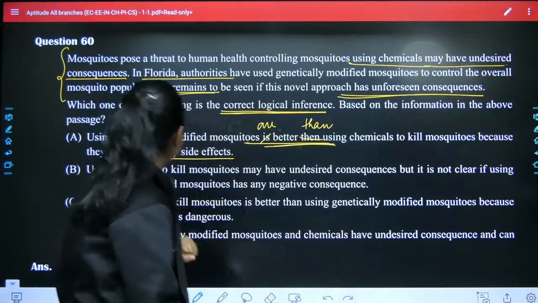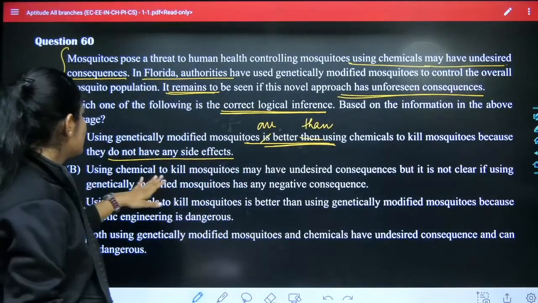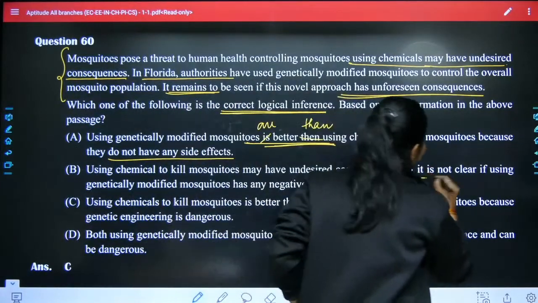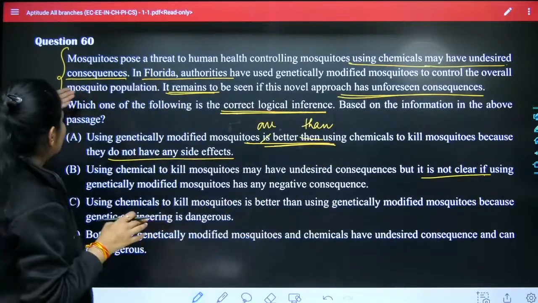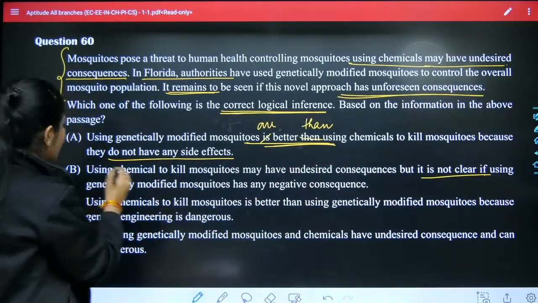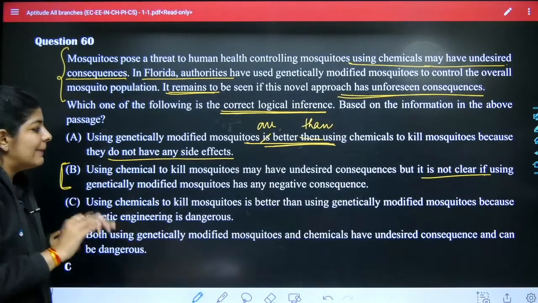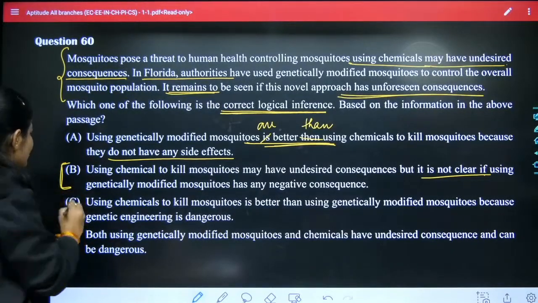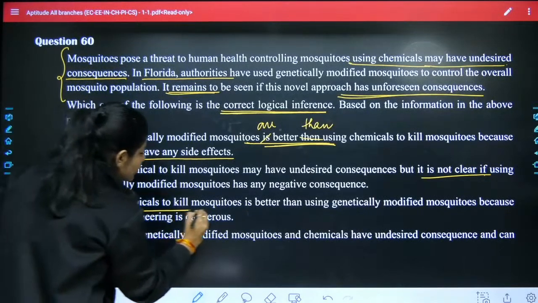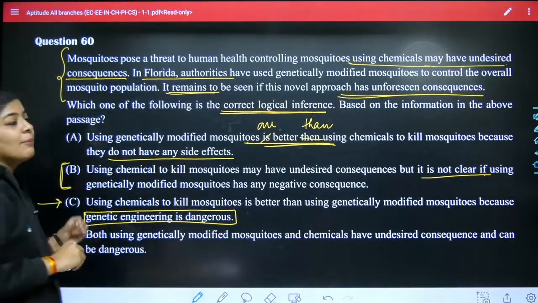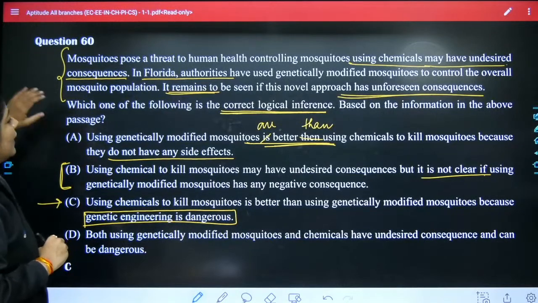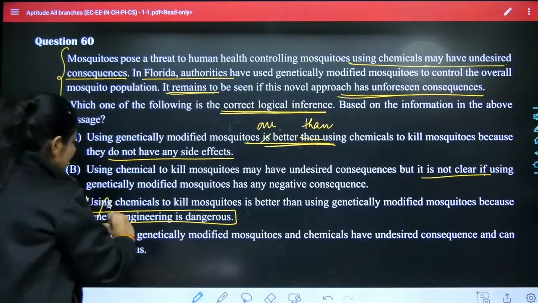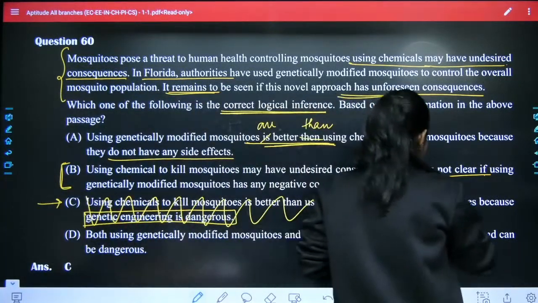Using chemicals to kill mosquitoes may have undesired consequences, but it is not clear. Yes, but it is not clear. Here, nothing is given about the genetically modified mosquitoes, so we can't say anything about this till now. But from this point, we need to check other options as well. So, if we check option C, here, genetic engineering is dangerous. This term is given, but there is nothing mentioned in the passage related to genetic engineering, so this option is directly eliminated.